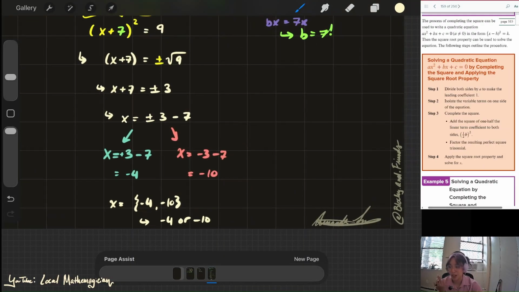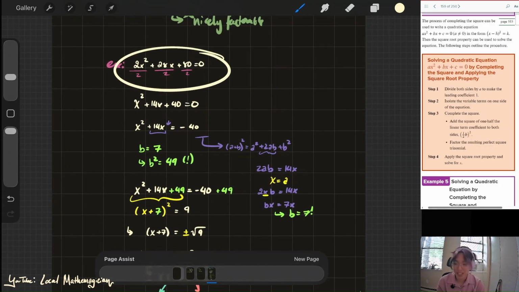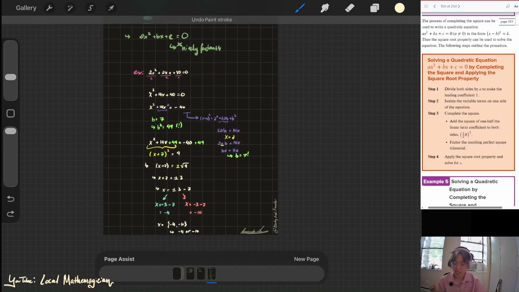You got all sorts of fun options here. And that's it. I recommend you plug it right back into this equation to make sure everything works out the way it's supposed to. But that's how you solve by completing the square, okay, my friends?